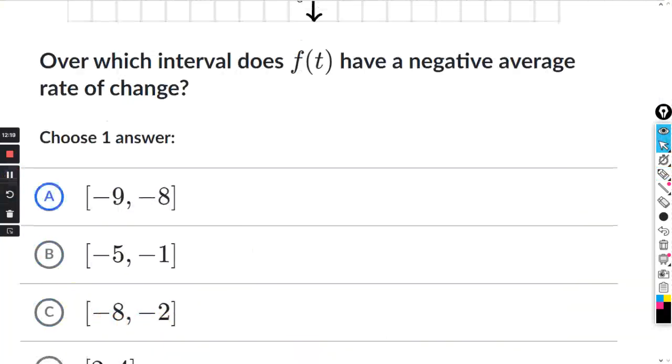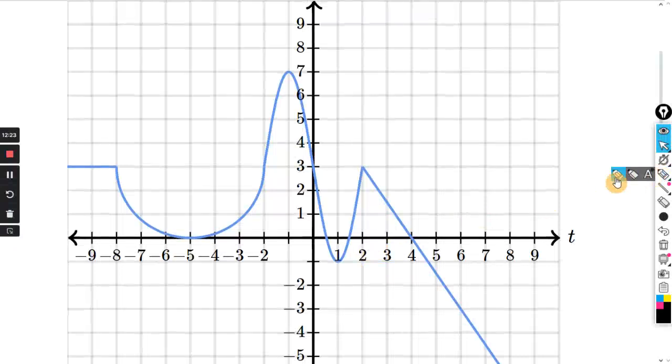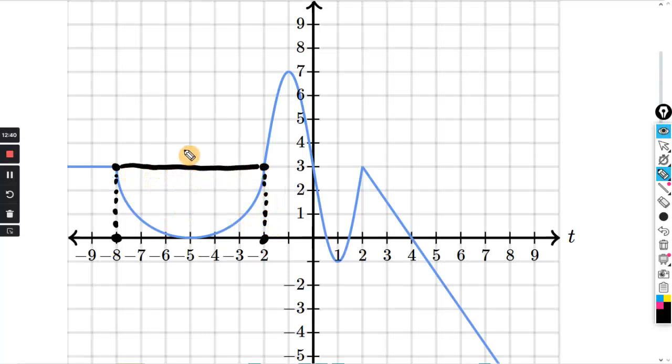-8 to -2 on the x-axis, right here. Trace it to the graph. It lands on the graph right there, and -2 lands on the graph right there. If you connect them, that's flat. That's a slope of 0. That one is no good.